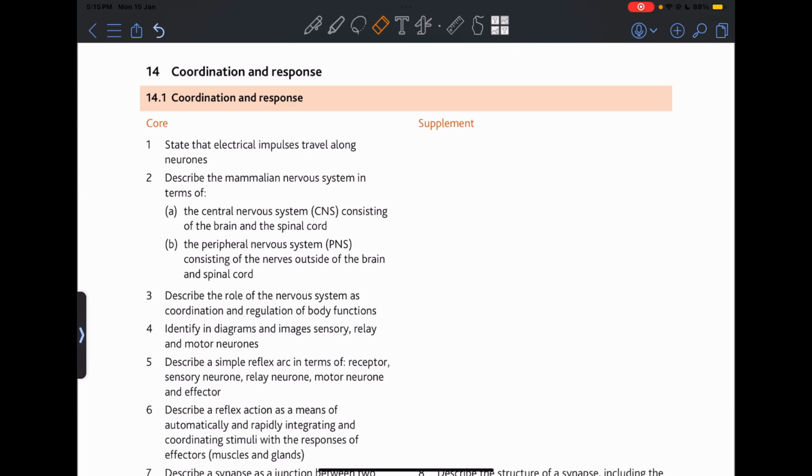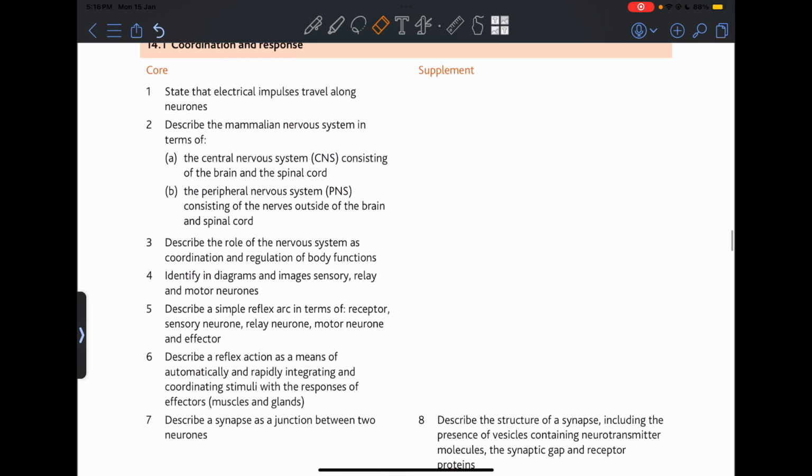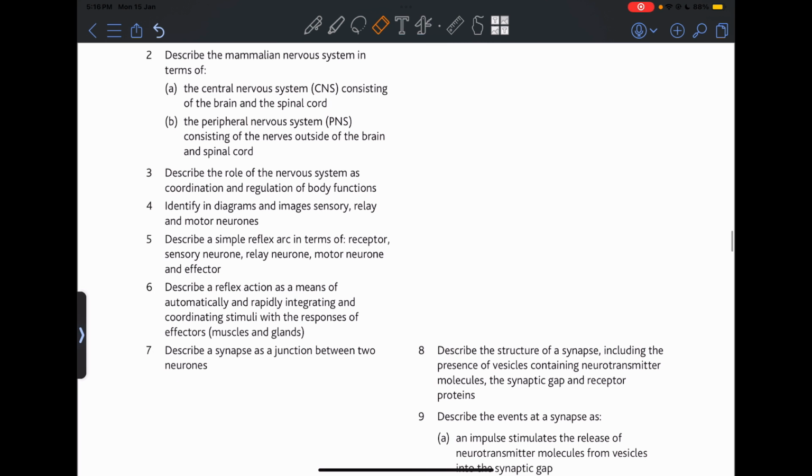Chapter 14, which is about coordination and response. 14.1, core students and extended students, they have to state that electrical impulses travel along neurons. Number 2 says describe the mammalian nervous system in terms of the central nervous system and the peripheral nervous system. So there's 2 parts, which is the CNS and PNS. The CNS is made up of the brain and the spinal cord, and the PNS is made up of nerves outside of the brain and spinal cord.